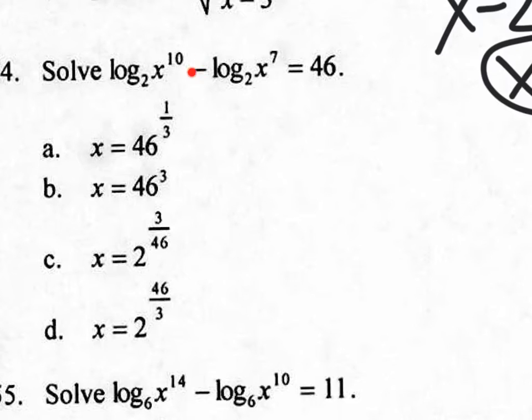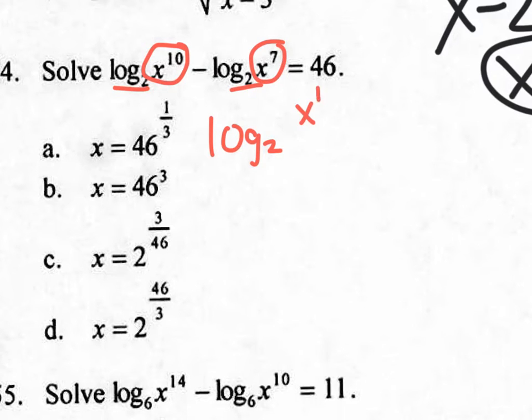Now, we are going to be using the quotient property because of that minus sign. So again, I'm going to take the log base 2 and the log base 2 and write one single log base 2. And I'm going to take the x to the 10th and put it over x to the 7th. So you really have log base 2 of x to the 10th over x to the 7th. Let me put that 7 in a different color. And it's still equal to 46, so don't forget that part.